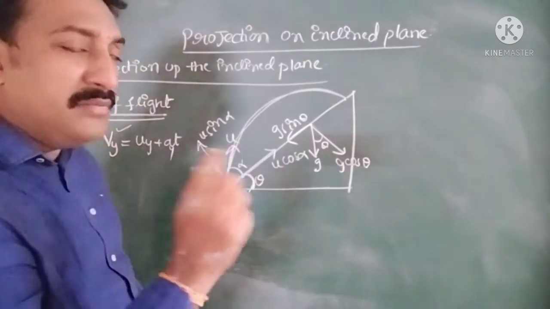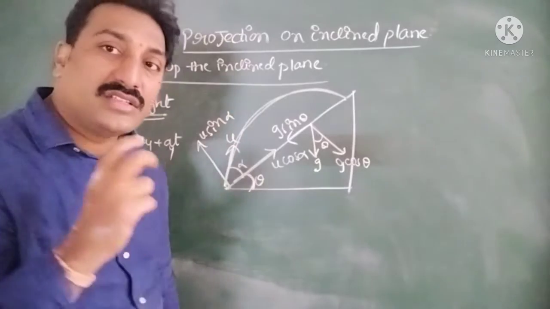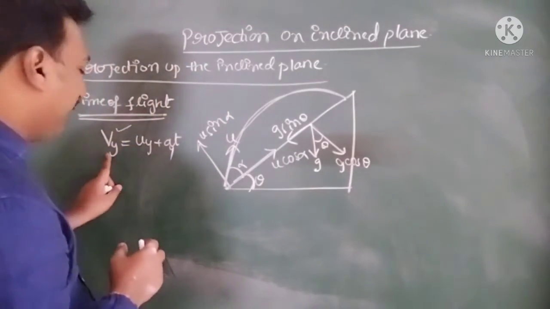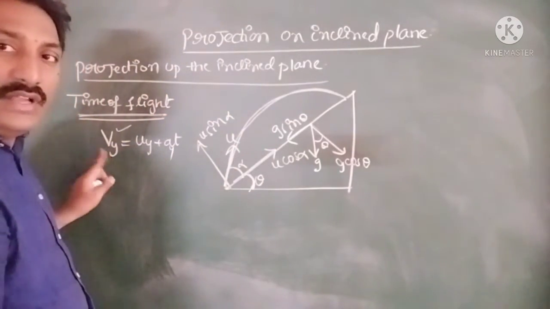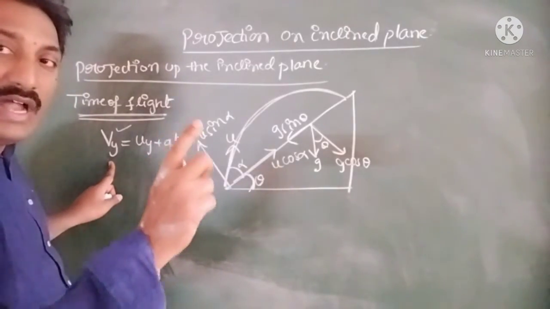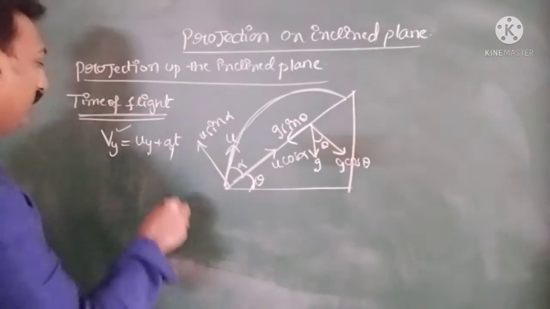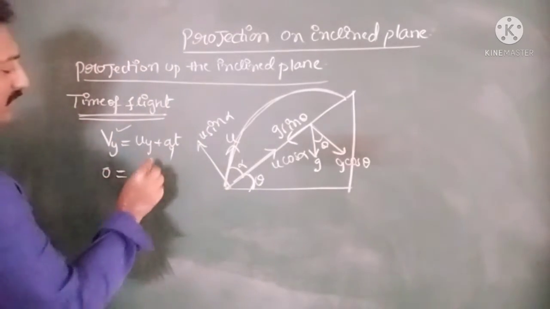When a body has been projected, at the highest point, at the peak point, which velocity is becoming zero? That is v sub y, the final velocity of a body at the peak point in a vertical motion. It will become what? It will become zero. So this zero will be equal to the.